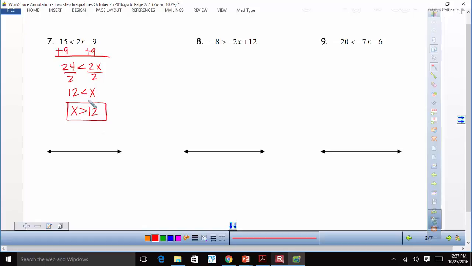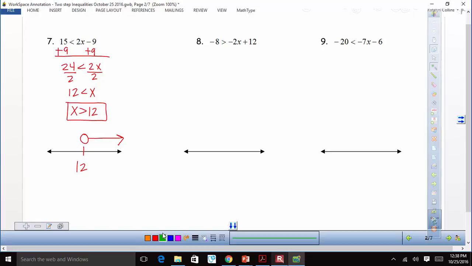Okay, so now we can graph this. Do not graph it from here because it will be wrong. So put your tick mark, put 12. Is it open or closed? Open. And which way is it facing? Right. The right. If you don't flip it, it would be facing the left, and then you'd end up getting it wrong.